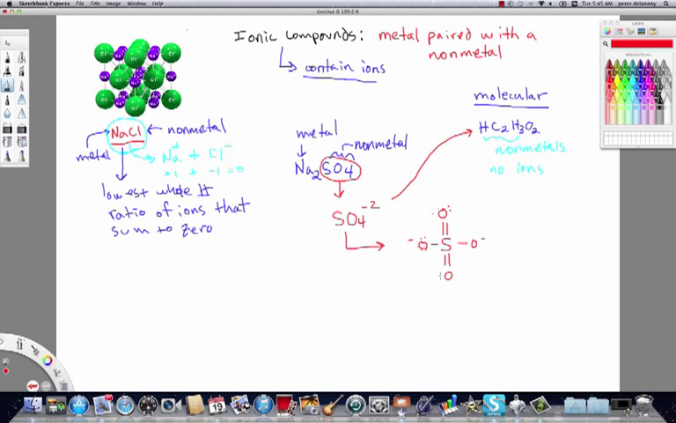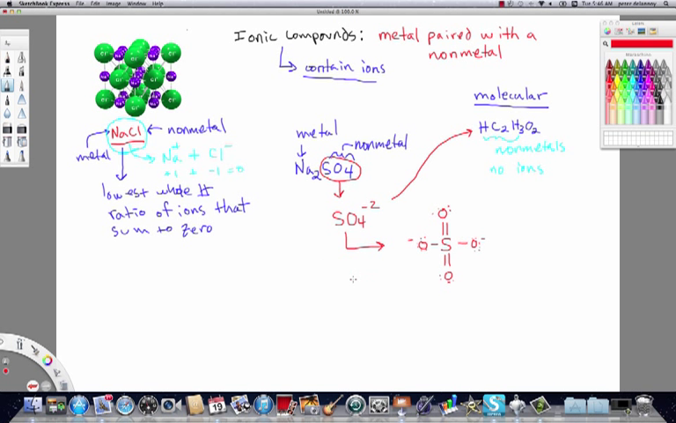So the main point being that this molecule is a singular unit that has a net charge on it of -2. And again, the principle that I talked about over here with the sodium chloride is true for the sodium sulfate.